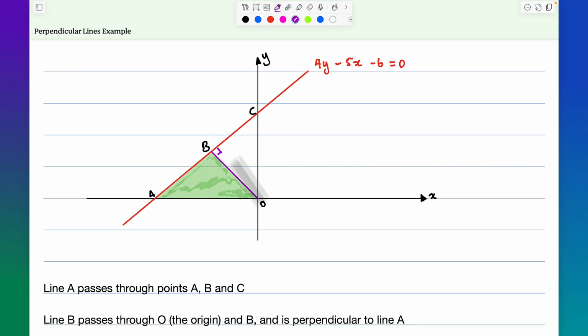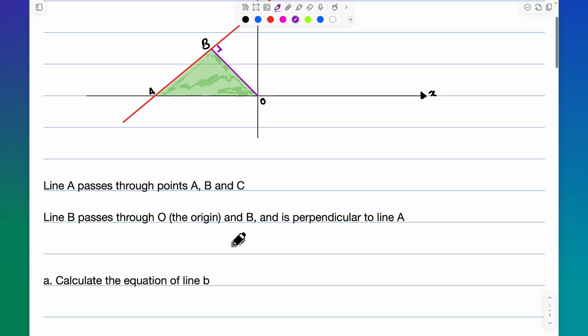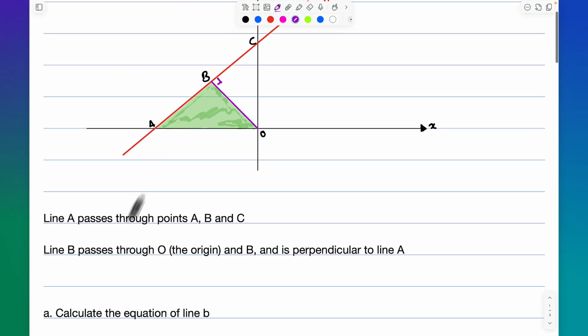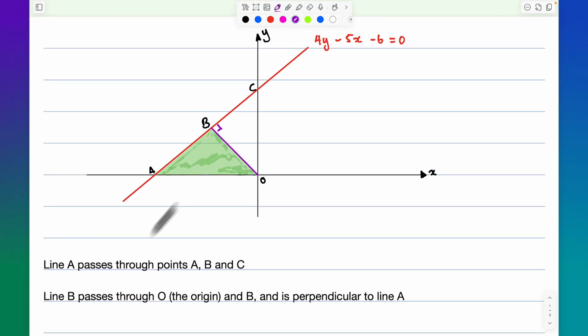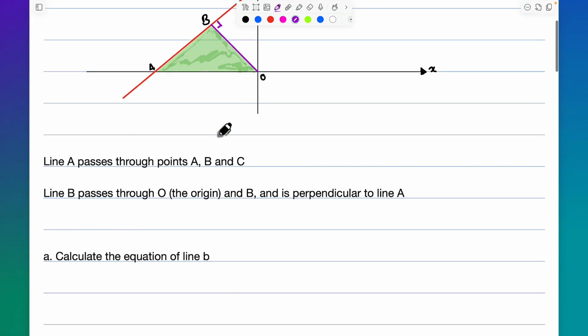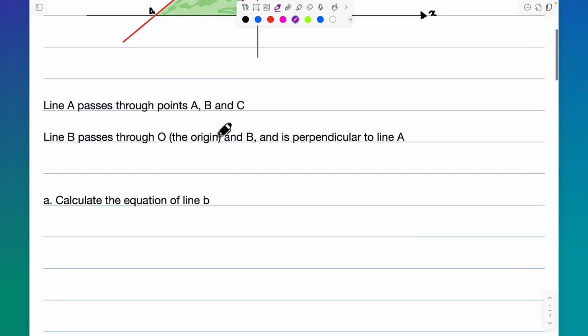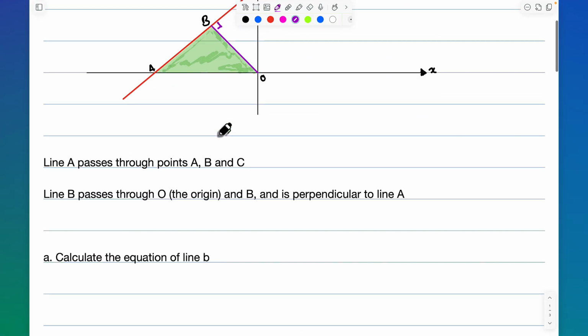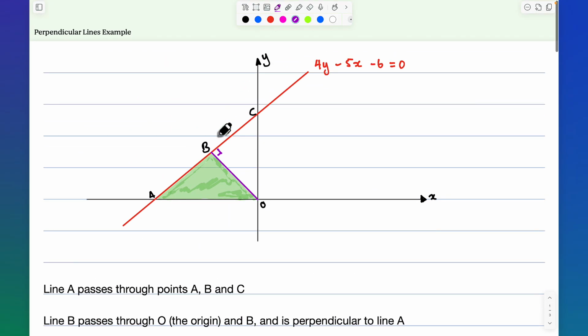We also have a line that's coming from the origin to meet that line at a perpendicular angle. So these two lines are actually perpendicular to one another. The question says line A passes through points A, B, C, which we can see, and line B passes through O, which is the origin, and it is perpendicular to line A. So the first part of the question says calculate the equation of line B.